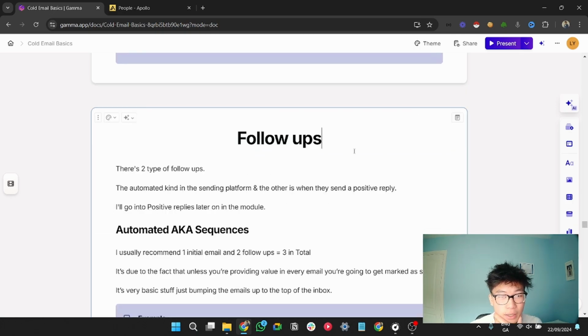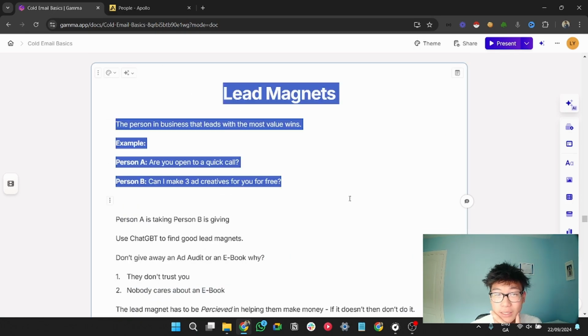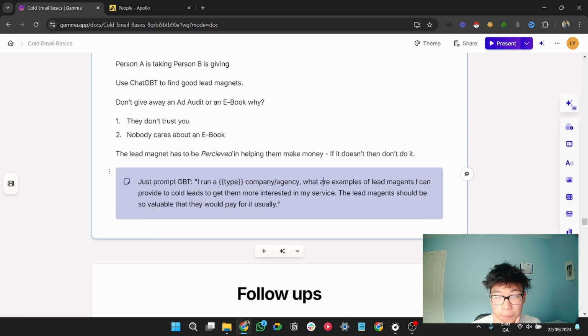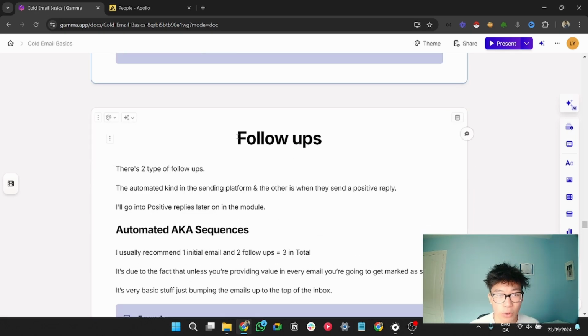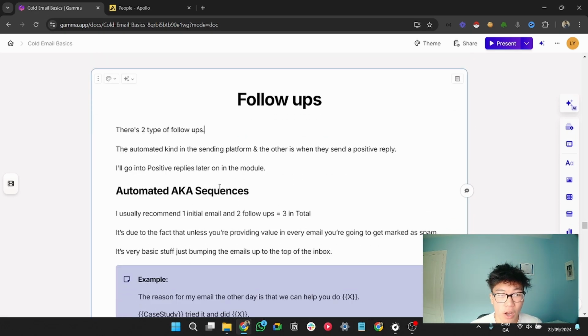So follow-ups. So this is lead magnets. This is actually very important. I'm going to be honest. You have to mix and match it throughout, kind of like everything, and definitely have a look at that. So follow-ups. There are two types of follow-ups: the automated kind in the sending platform, and the other one is when they send a positive reply. I'll go into positive replies later on in the module.